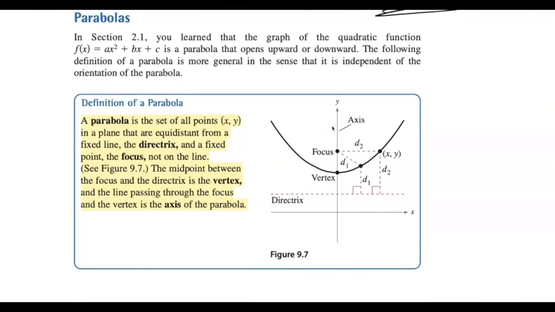So parabolas are the easiest to tell right off the bat if it's a parabola because you only have one squared. Circles, ellipses, all the rest are going to have an x and a y squared. Parabolas are only going to have one of them, either an x squared or a y squared. But we do have to learn more vocab with parabolas.